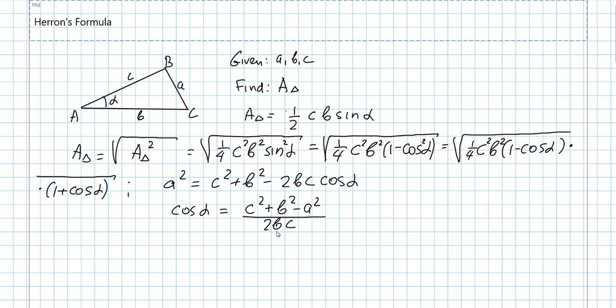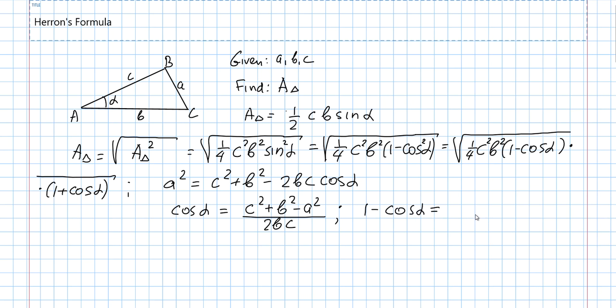Technically, I'm already done, because I can plug in the expression for cosine alpha and get a final formula which depends only on a, b, and c. But this formula is pretty big and ugly, so I want to write it in a more presentable way if possible. So what I do now, on the side, I just write the expression 1 minus cosine alpha.